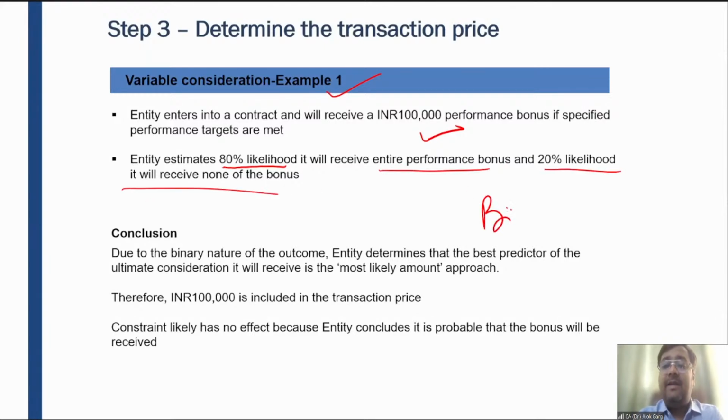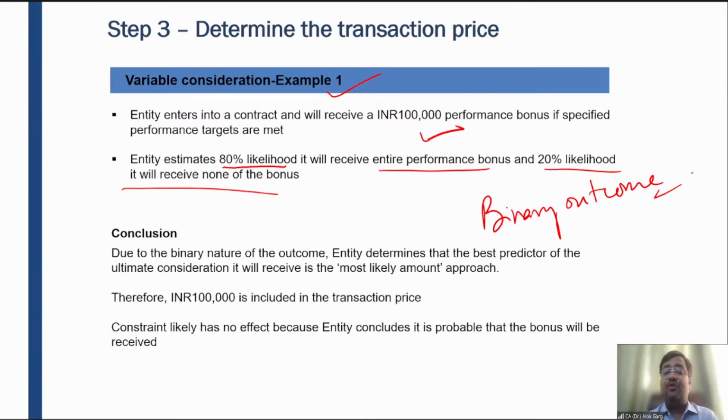There is only a binary outcome of this event. 80% chances it will happen, 20% chances it will not happen. There are not multiple outcomes. There is a binary outcome: it will happen, it will not happen. Okay. So in this case, what is the best approach to estimate the variable consideration?